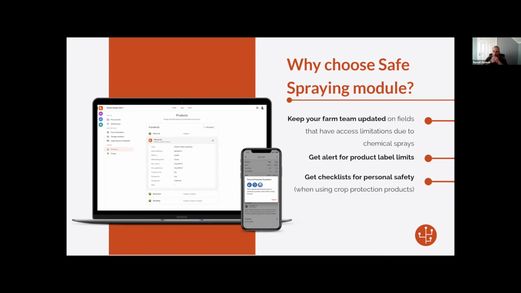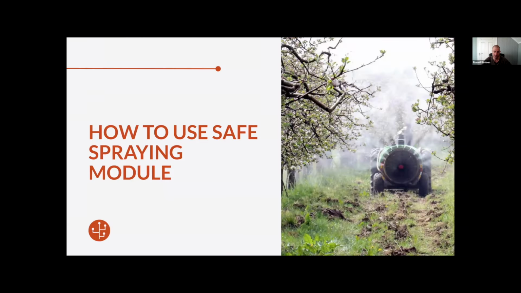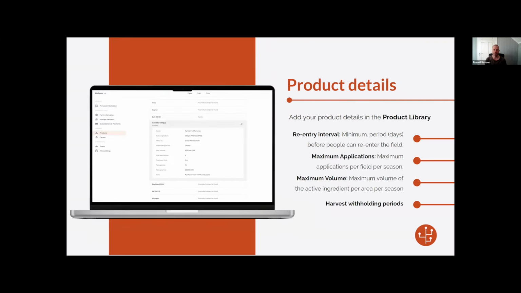So keeping the farm and team updated. And that's really everyone from the crew member, advisor, the manager. They'll all be able to just open up the app and see those fields that have been treated. You'll be able to get, as I said, alert on those product label limits and a checklist for your personal safety. So how to use it, there's really only one step you need to get started.